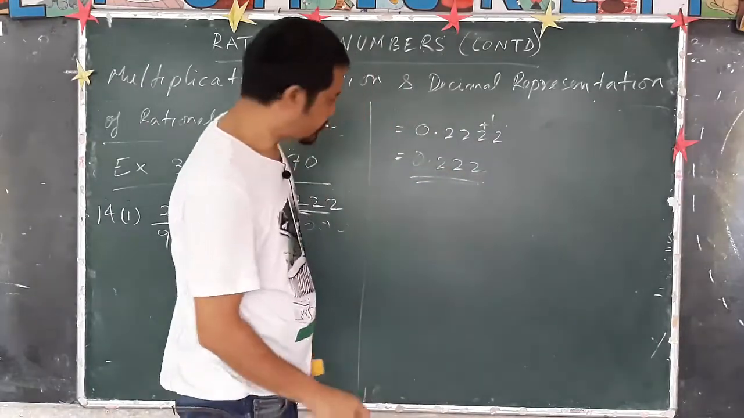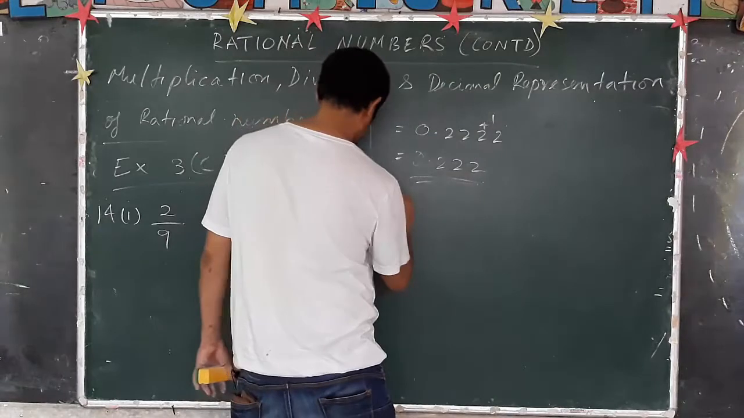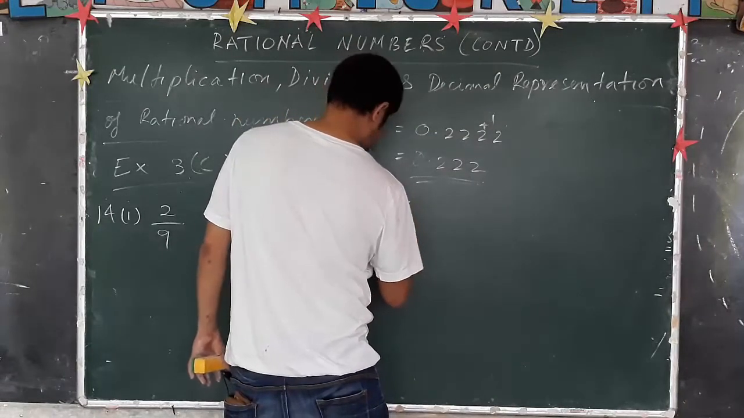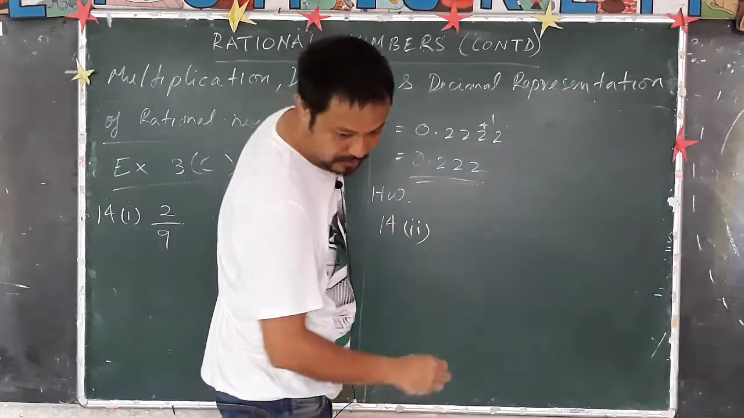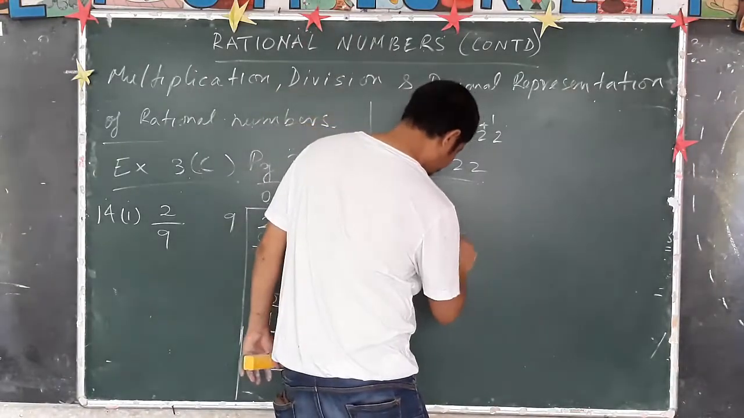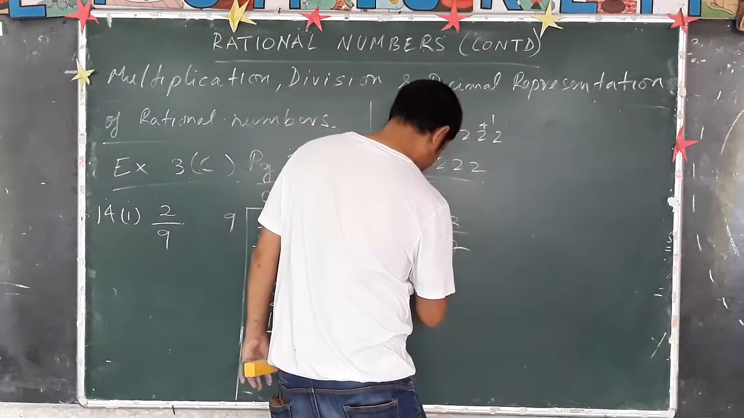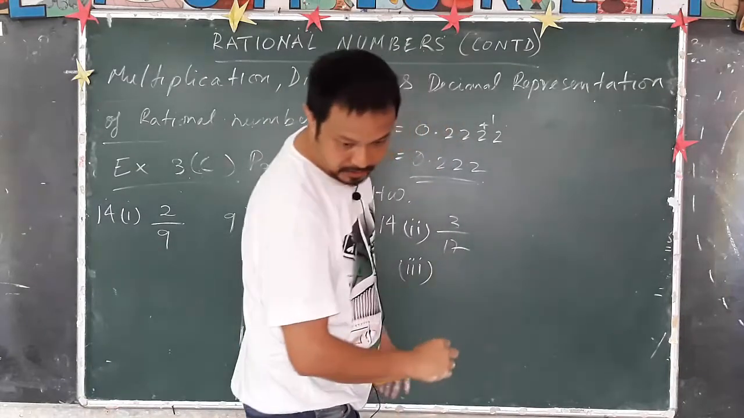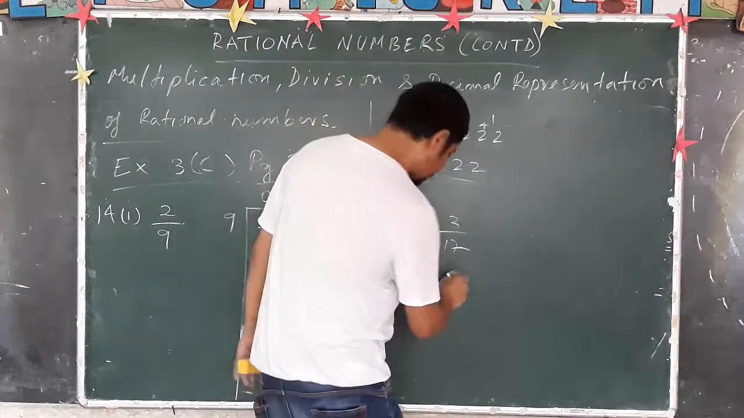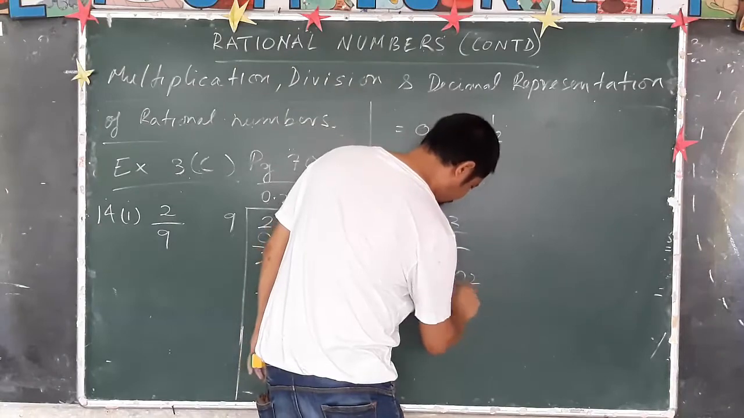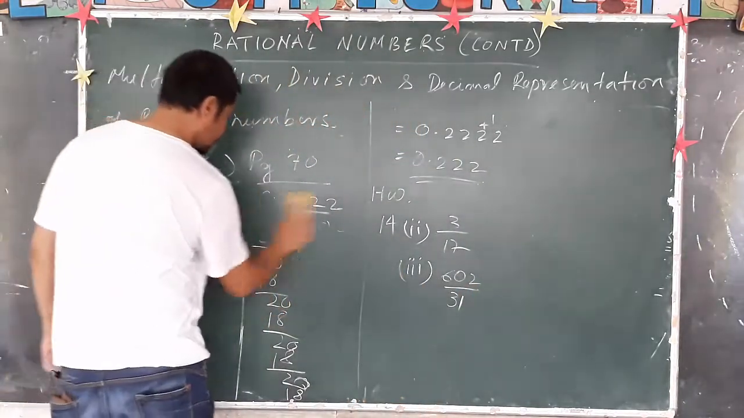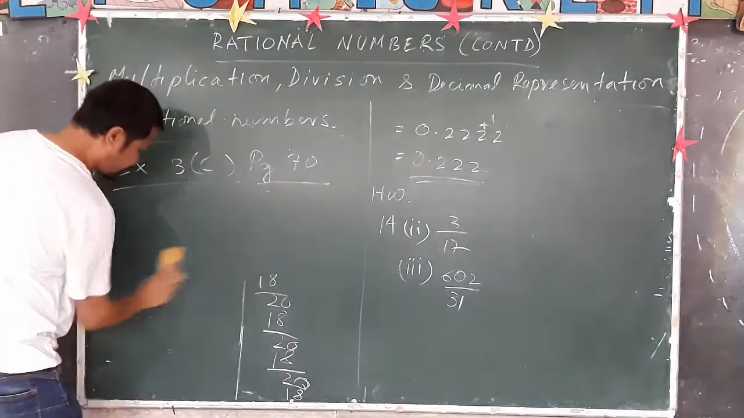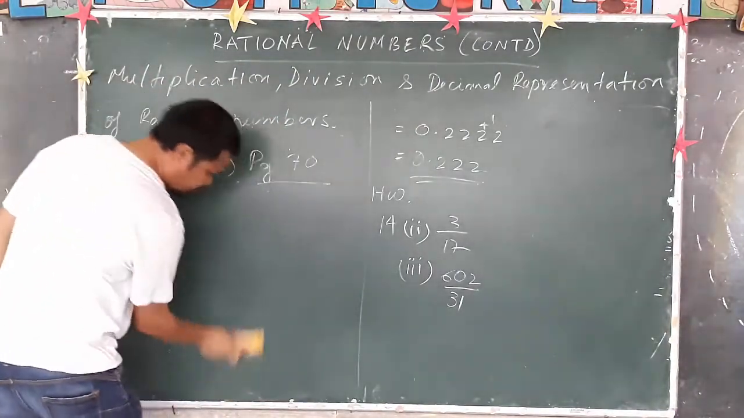So your homework will be 14 subsection 2, 3 by 17, and 14 subsection 3, 602. By big numbers, don't worry, you can manage it. Now we move on to the next sum in the exercise.